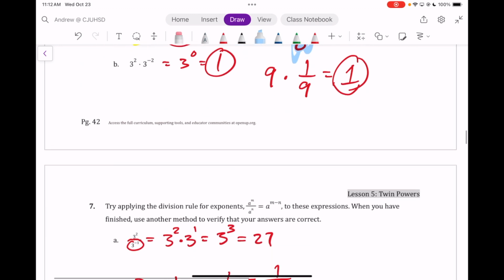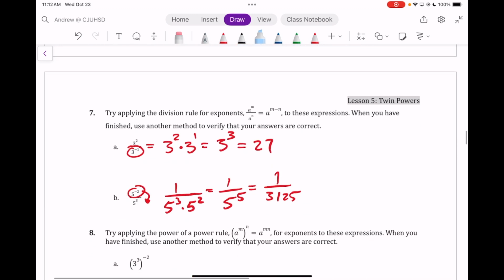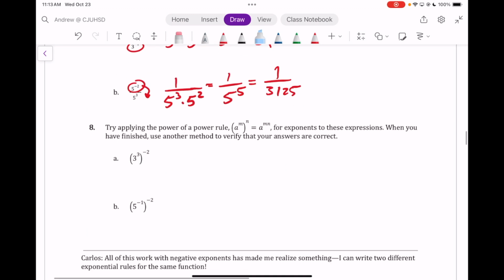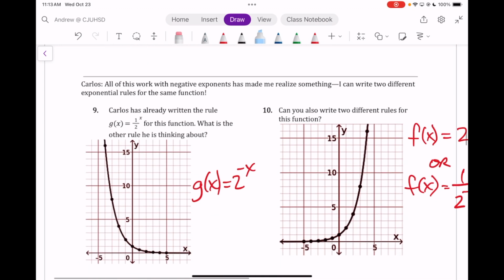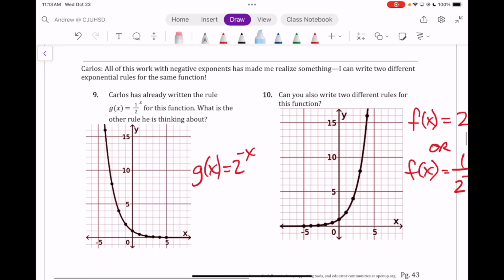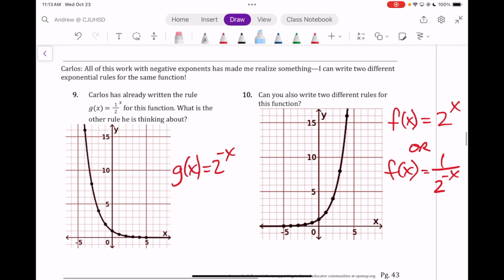We did the same thing for number 7. And also, on this problem in class, I showed that you can actually use your calculator to come up with the number. We didn't have time for number 8, but Carlos now says, all of this work with negative exponents has made me realize something. I can write two different exponential rules for the same function.